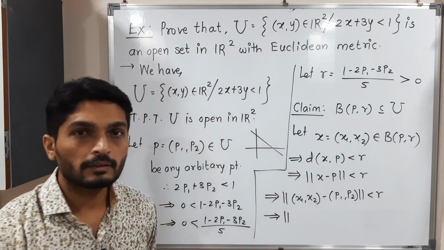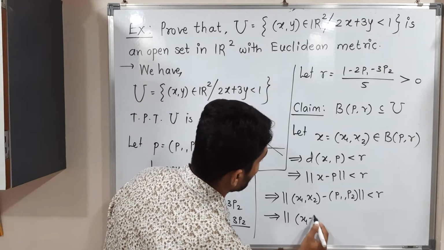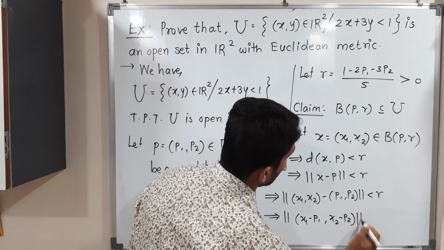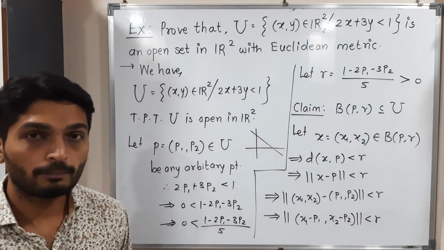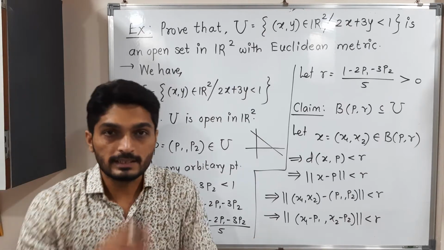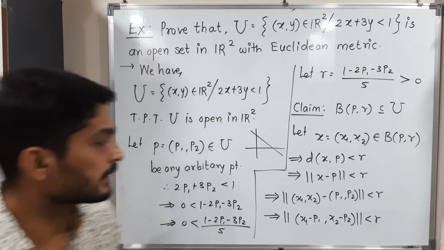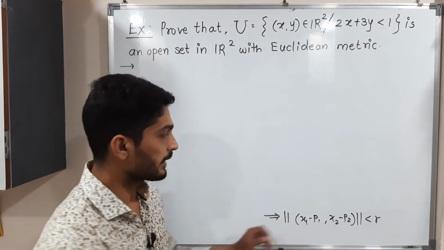How to subtract? Obviously component wise. So therefore x1 minus p1 and x2 minus p2 less than r. Do you know how to find norm? Yes, obviously the definition is square root of first square plus square of second, but there is no more space, so I suggest you make a screenshot of it.